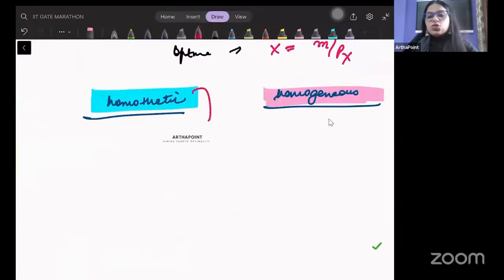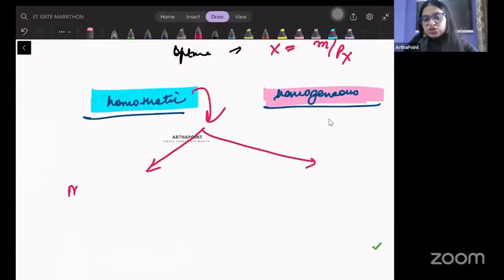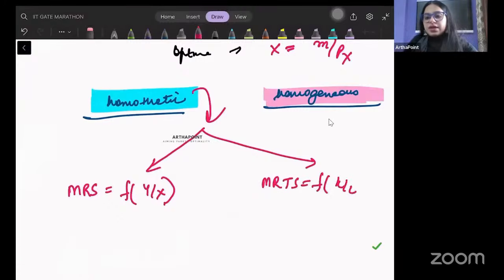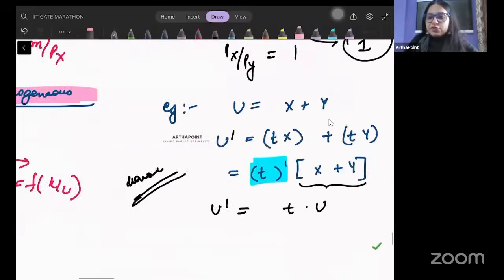Now when I talk about the homothetic function, whether it is production or consumption does not matter. If it is a utility function, it says that MRS should be a function of y by x. And if it is a production side function, isoquant, it says that MRTS should be a function of k by l. So if I am able to bring MRS as a function of y by x, then it is a homothetic function. Again, let me give you an example.